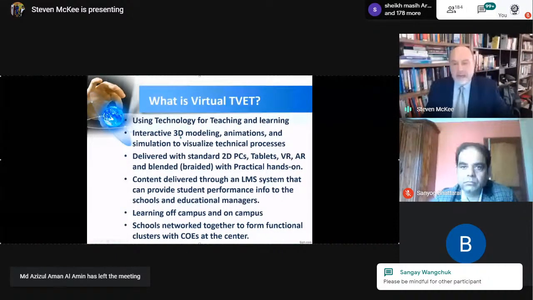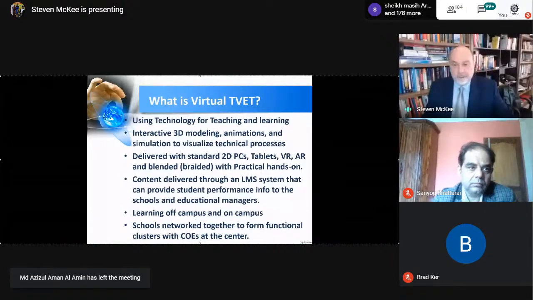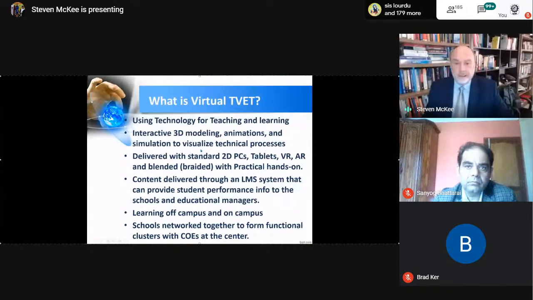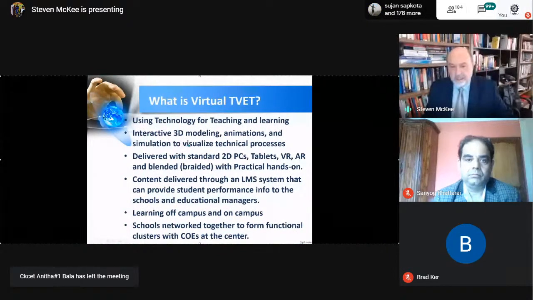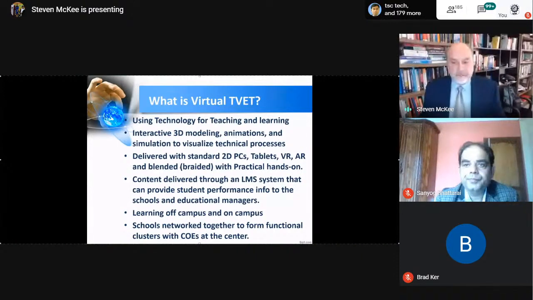We're using interactive 3D modeling tools. This is gaming platforms to create animations and simulations to visualize technical processes. This is the key thing. Visualizing technical processes is what we're doing, because we're teaching the parts that are difficult for the students to understand.